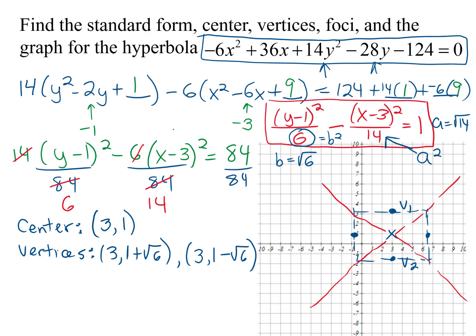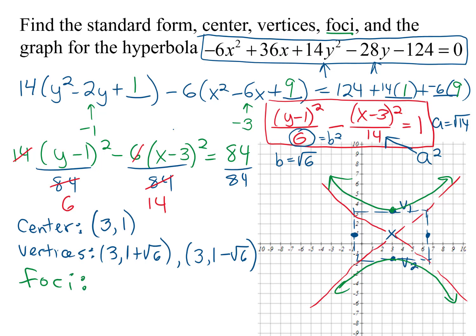The y squared term was first, so we know the transverse axis is vertical, it's parallel to the y-axis, and it goes through the vertex and heads towards the asymptotes. Go through the vertex and head towards the asymptotes. So there's the graph. The only thing I haven't yet found that they asked for is the foci. So let's do that next.